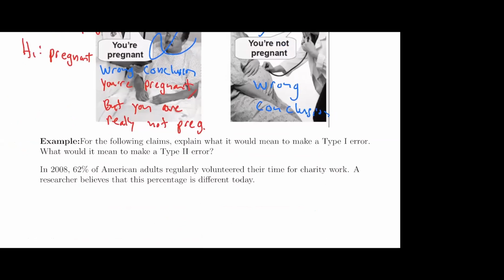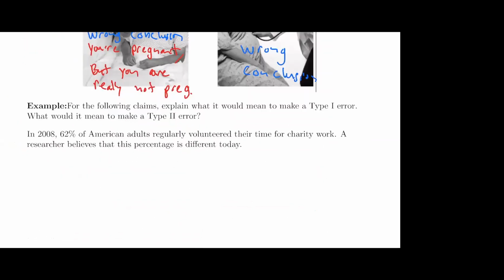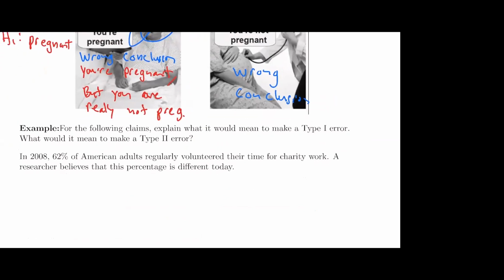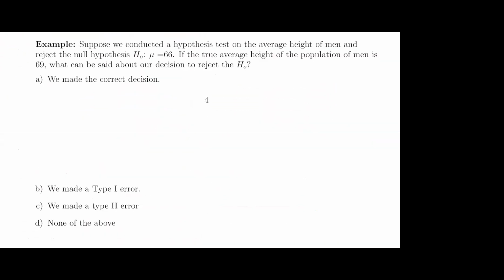All right, so let's do this next problem. Well, actually, let's skip this one. Let's just go to this one. So this one's multiple choice. You can either say we made the correct decision, we made a type 1 error, we made a type 2 error, or none of the above.